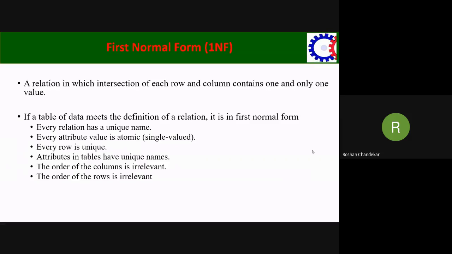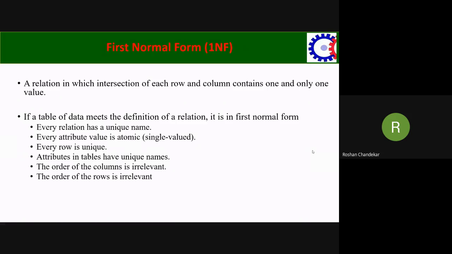In the first normal form, if we have to convert any table into 1NF, then the intersection of each row and column contains one and only one value. There is only an atomic value in the first normal form.